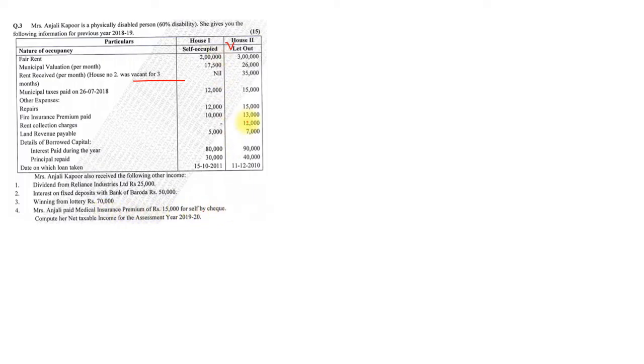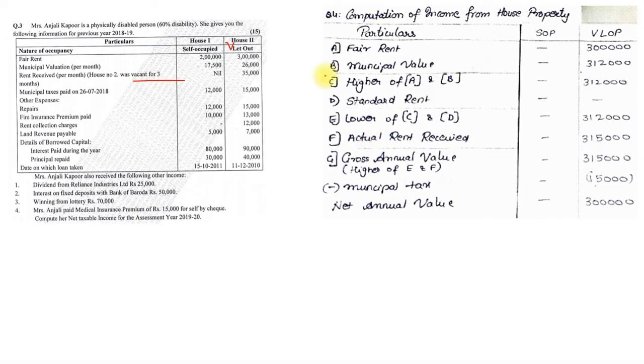So first, we start with the house property part. SOP, remember, up to NAV deductions, okay, standard deduction is nil. Only interest will be considered. Rest, nothing is considered. For LOP, we go as per the rule. So fair rent is 3 lakh, so we take it as 3 lakh. Municipal value 26,000 a month, so 26 into 12 is 3 lakh 12,000. Higher of A and B, so 3 lakh 12 is a higher value, so we take that. Standard rent is not given, so lower of this will be again 3 lakh 12.